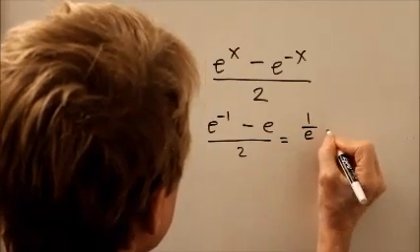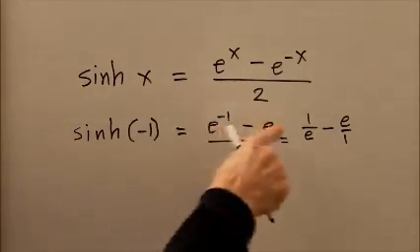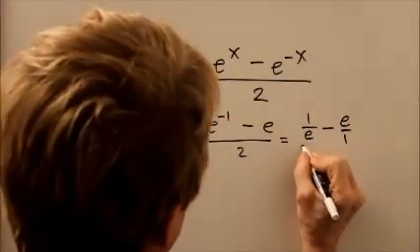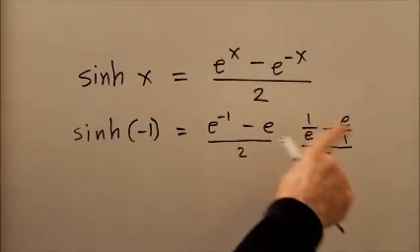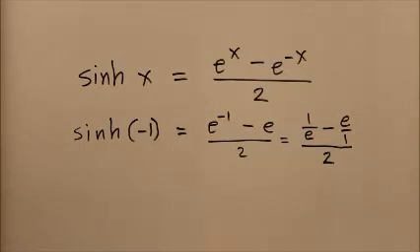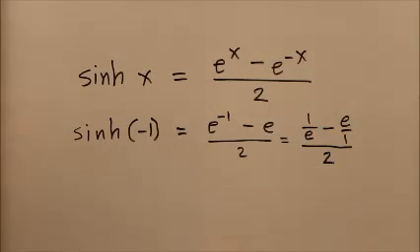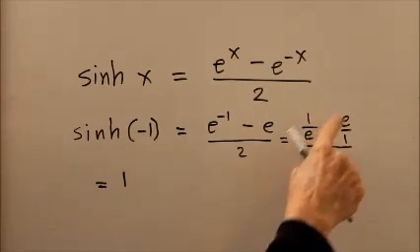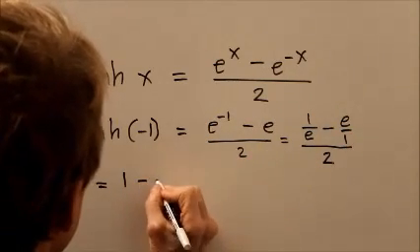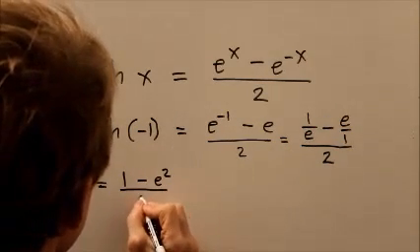That's 1 over e minus e over 1. We can just change the notation a little bit. The whole thing over 2. Now if you'll remember your algebra and how to do a subtraction like this, it's 1 times 1, which is 1, minus e times e, which is e squared, over e times 1, which is e.